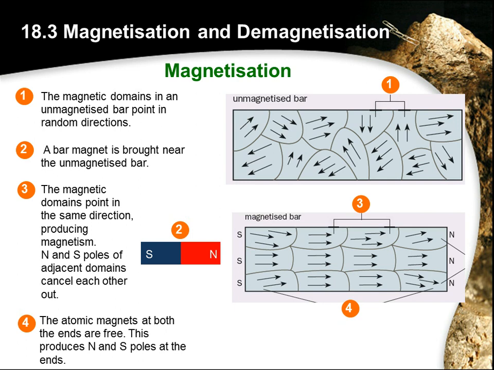In other words, while the whole magnet consists of many magnetic domains joined together, all pointing in the same direction, the resultant magnetism, what you actually feel, is really the magnetism due to the atomic magnets at both ends, which are free. That is why the magnetism is always strongest at the ends of the pole.